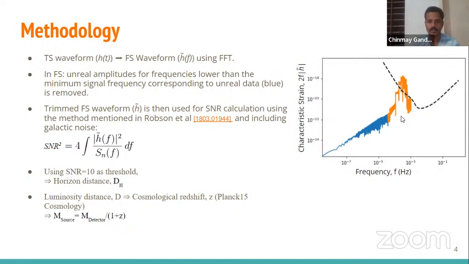So the SNR calculation we are doing as prescribed in the Robson, Cornish, Liu paper. The method is pretty straightforward. We have SNR squared as the integration over the ratio of the Fourier domain signal squared divided by the PSD of the detector, and the square root of that would be our SNR.